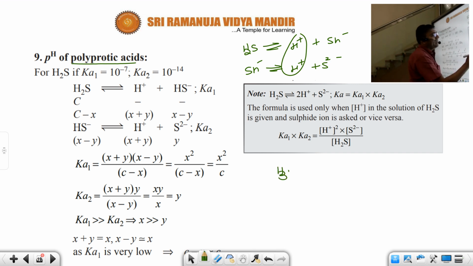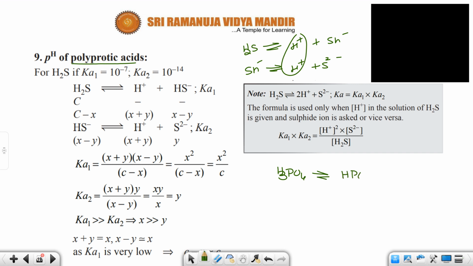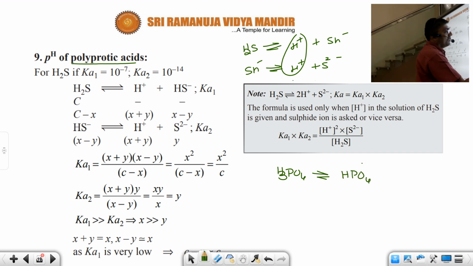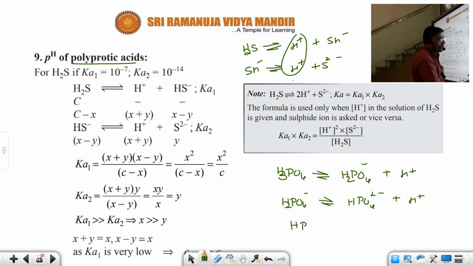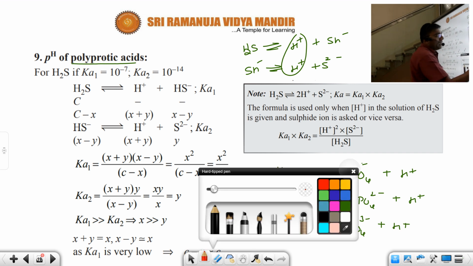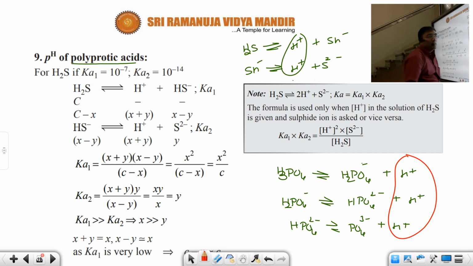Similarly, take H3PO4. It gives H2PO4 minus plus H plus. H2PO4 minus is in equilibrium with HPO4 2 minus plus H plus, and HPO4 2 minus is in equilibrium and gives PO4 3 minus plus H plus. Students, have a look here. You got many H plus ions here.